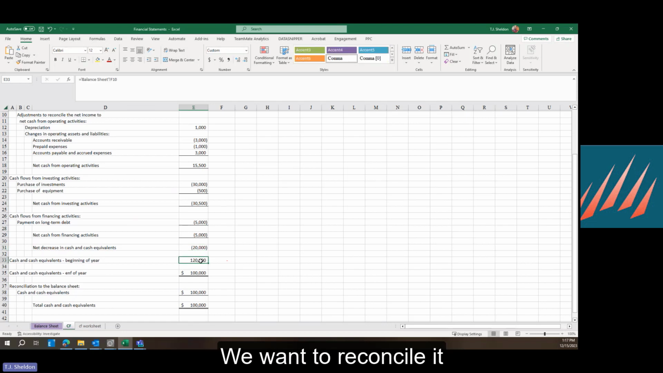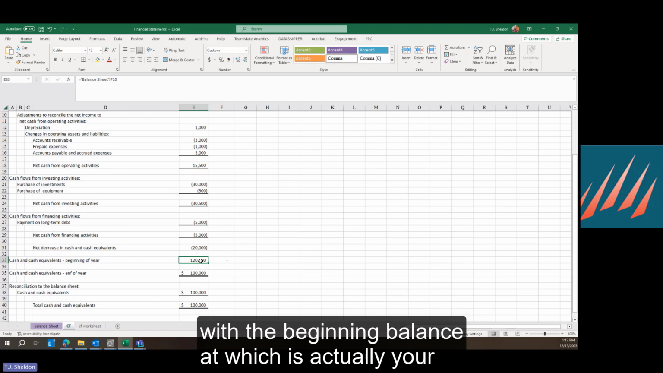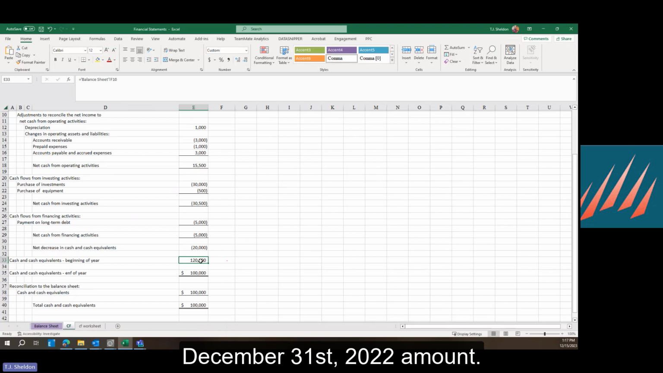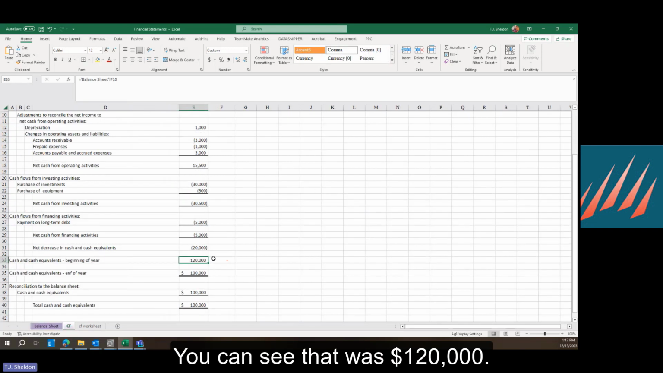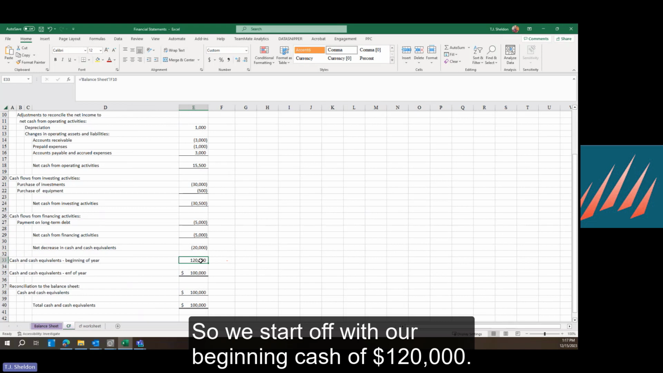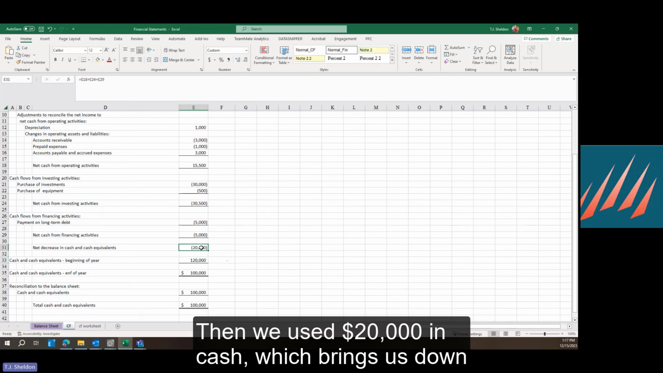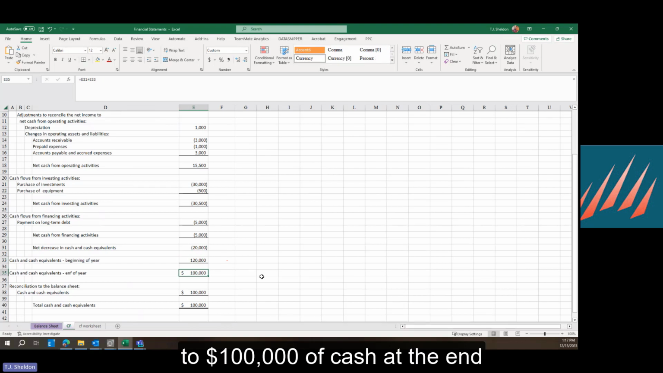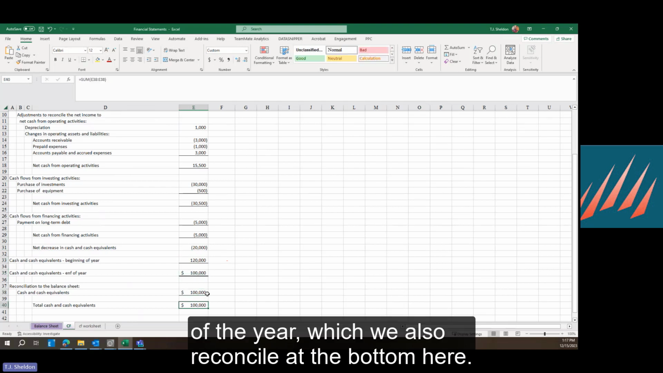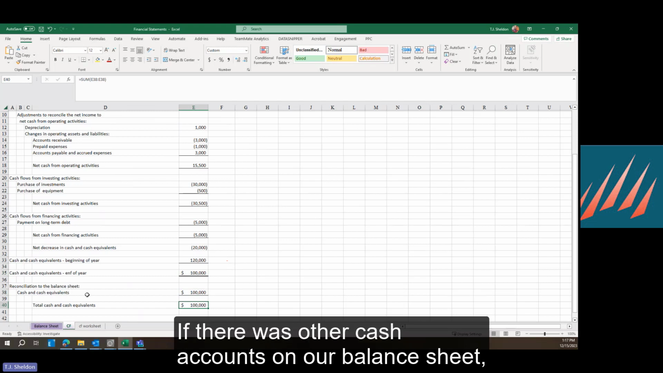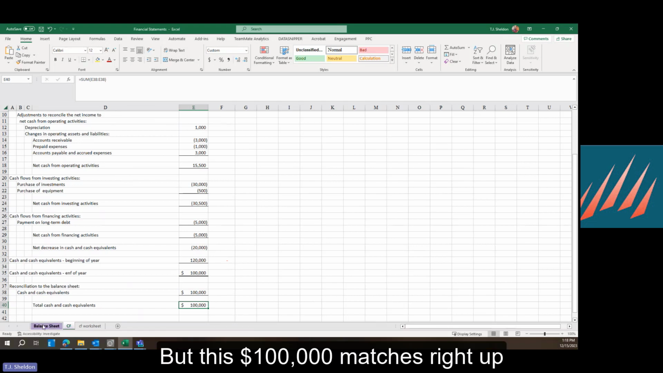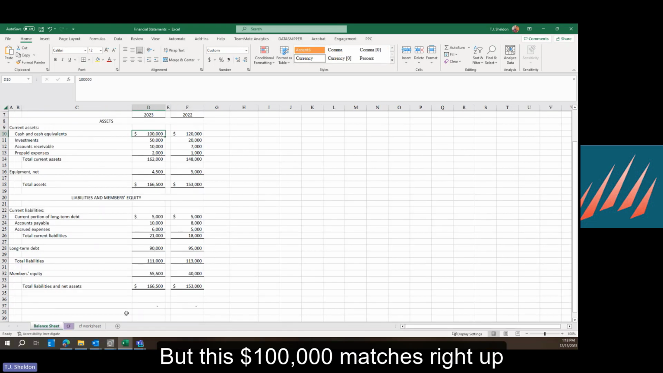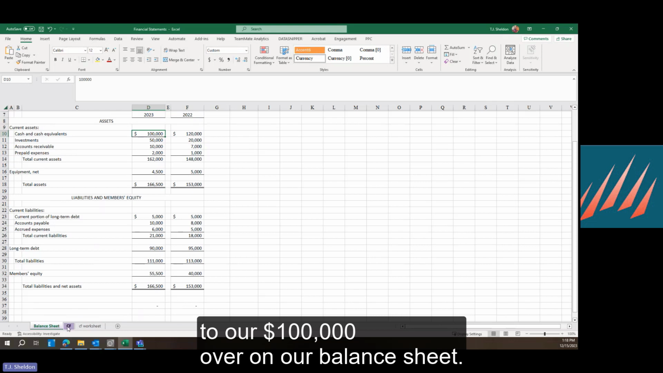Then we start off to reconcile cash. We want to reconcile it with the beginning balance, which is actually your December 31, 2022 amount that was over on our balance sheet, and you can see that was $120,000. So we start off with our beginning cash of $120,000. Then we used $20,000 in cash, which brings us down to $100,000 of cash at the end of the year, which we also reconcile at the bottom here. If there were other cash accounts on our balance sheet, we would add them into this reconciliation also. But this $100,000 matches right up to our $100,000 over on our balance sheet.